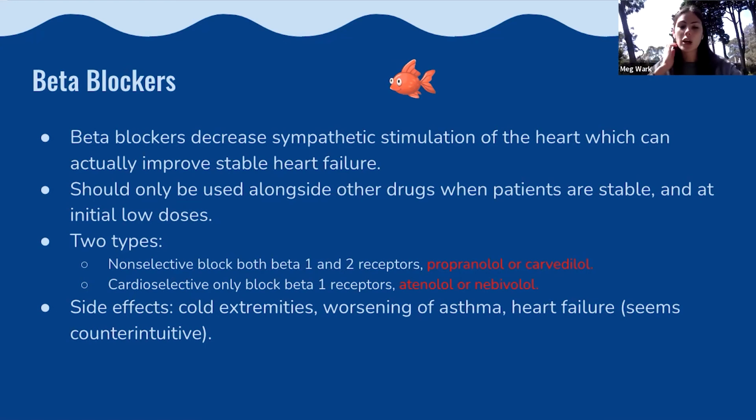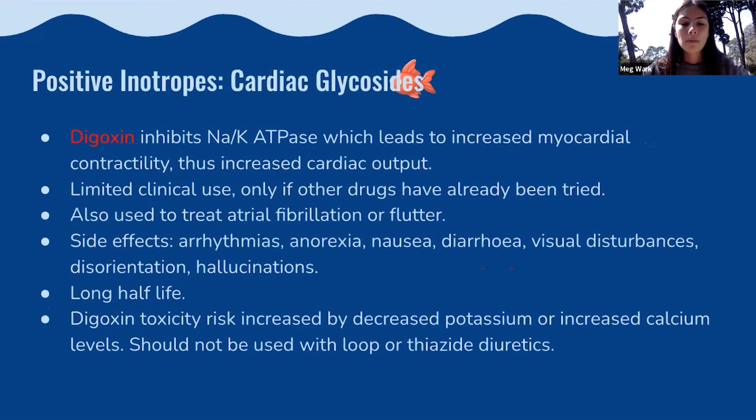So very low doses. There's 2 types. We've got non-selective, which block both beta-1 and 2 receptors. The example for that is propranolol or carvedilol. Then we've got the cardioselective, which only block the beta-1 receptors, atenolol or nebivolol. The side effects are cold extremities, it worsens asthma, so it shouldn't be used in asthmatics, and it can cause heart failure, so that's really dose dependent.